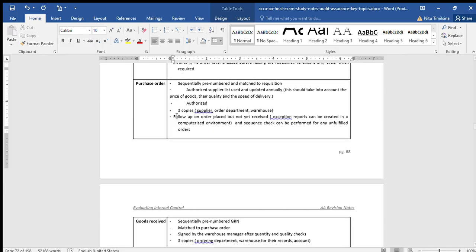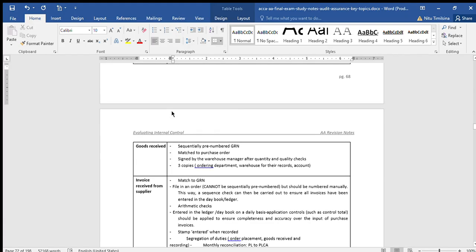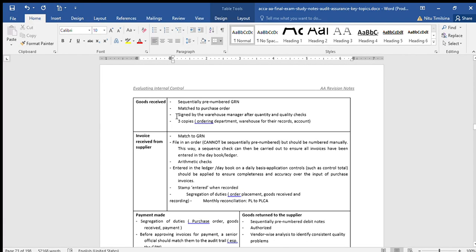Good received, sequentially pre-numbered good received note. It should be matched to purchase order, and it should be signed by warehouse manager after quality and quantity check. 3 copies: 1 copy to ordering department, 1 to warehouse for the record, and 1 to account department.